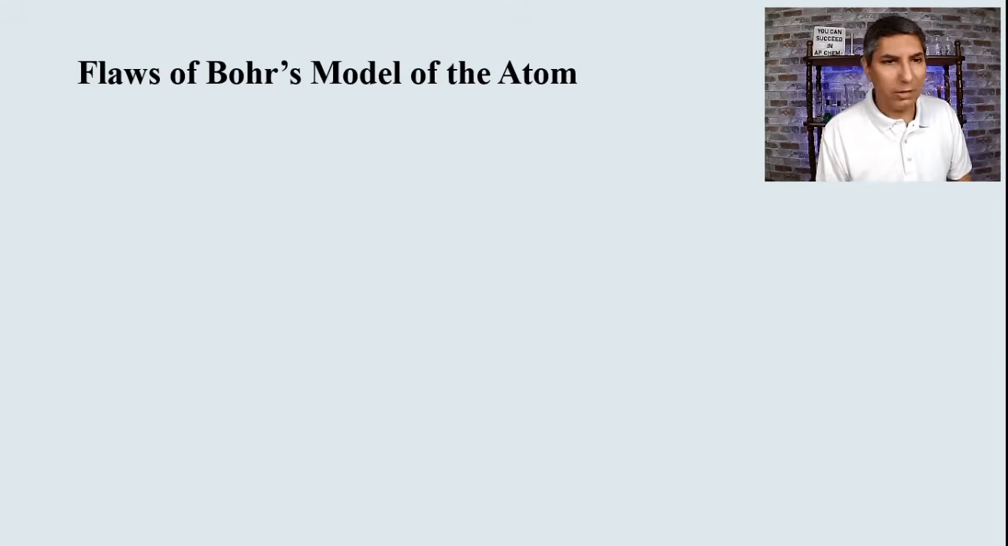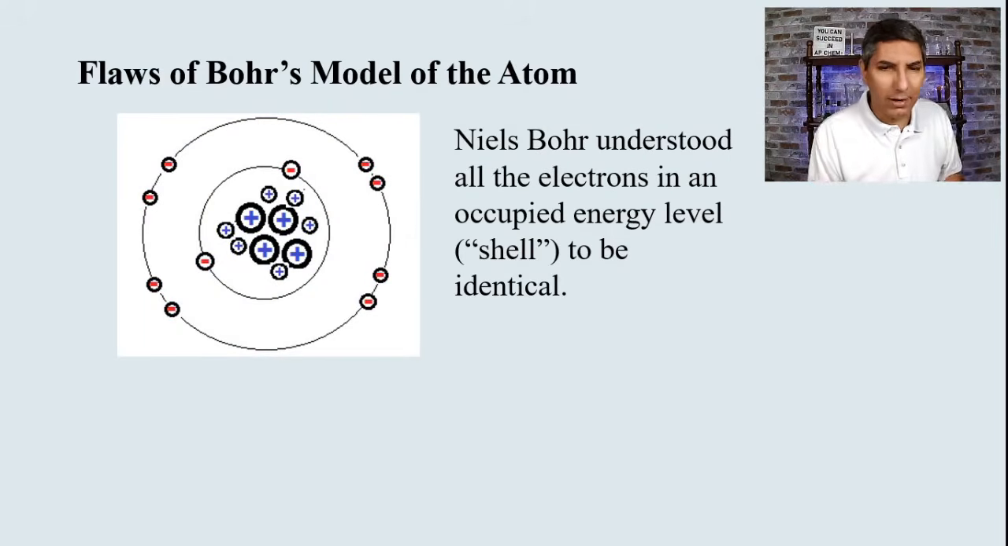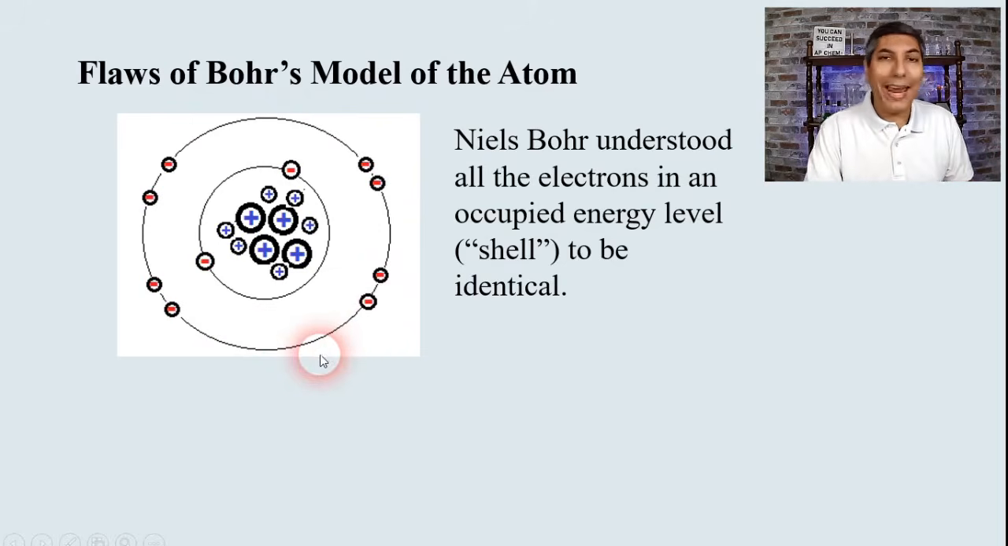Well, as we talk about photoelectron spectroscopy, it's important to realize that the Niels Bohr model of the atom had some fundamental flaws. Because Niels Bohr, when he came up with his model of the atom, understood all the electrons in an energy level, or shell, to be identical. This is of course not drawn to scale, but this is his fundamental idea of what an atom was like. You have the nucleus in the middle. We have the first electron shell that has 2 electrons. In this case, we have 8 electrons in the second shell. And his concept was that all 8 of those electrons were identical to each other.